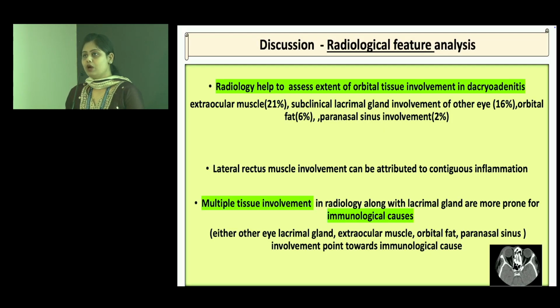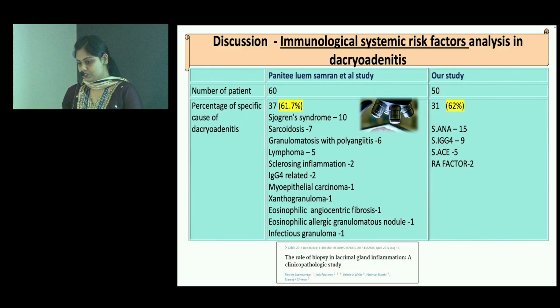So what to highlight here? Radiology helps to assess the extent of orbital tissue involvement in dacryoadenitis. The involvement of lateral rectus muscle can be attributed to the contiguous inflammation from the lacrimal gland. Whenever there is multiple tissue involvement associated with the lacrimal gland in radiology, patients are more prone to an immunological cause.